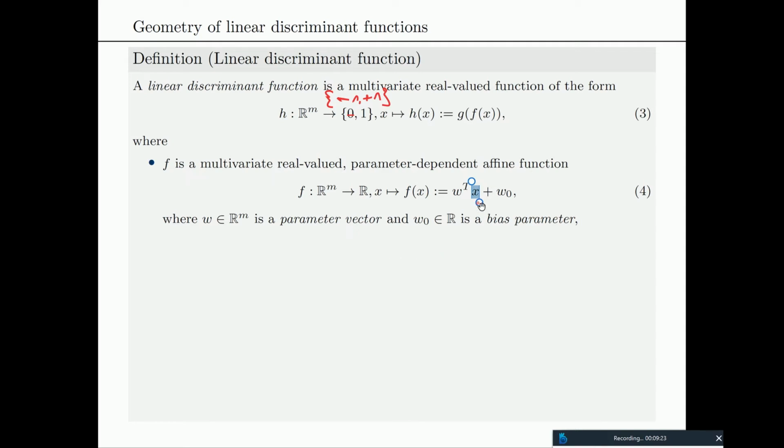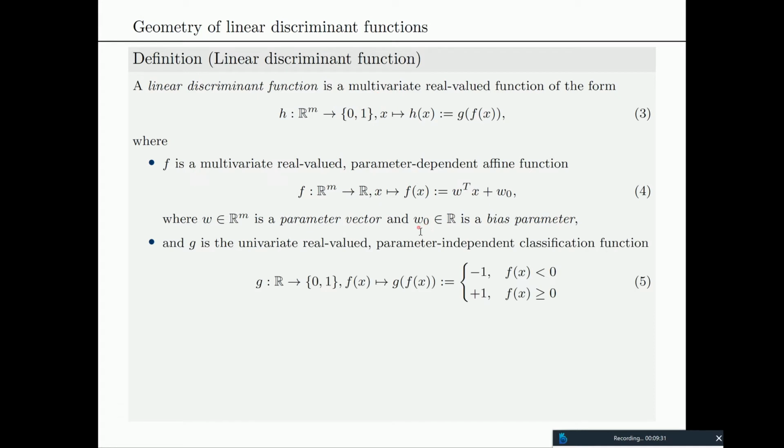So we need to deal with the weight vector, m numbers, and the bias parameter w0. And then based on the output of this function f, which is just a real number, there is the function g, which makes up this function h. And this then is kind of the decision rule, if you want, or the classification function, which doesn't have any parameters and maps the output of the function f onto the values -1 and +1. So here's correct, and that's wrong.